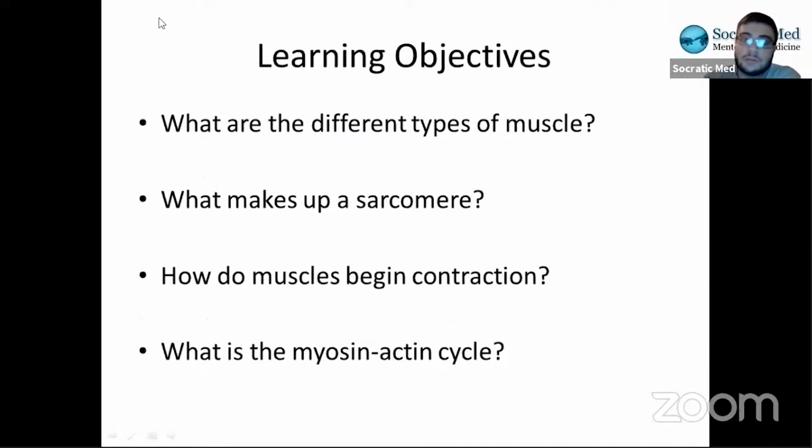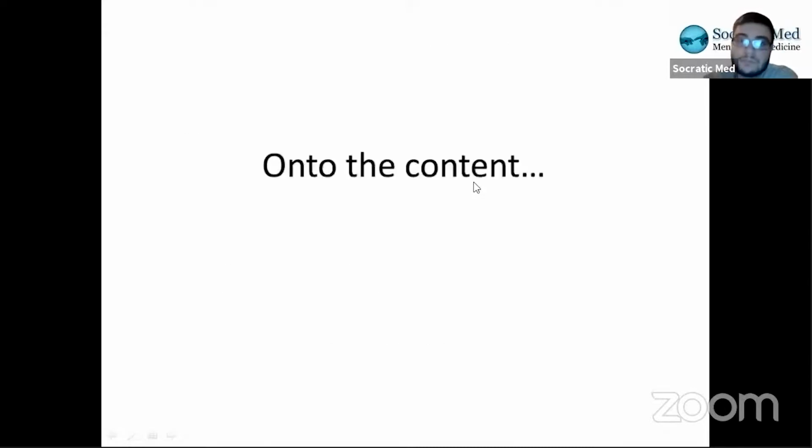So what are the learning objectives for today? So first, what are the different types of muscle? I already covered it a little bit in the beginning, but we'll be going in depth into the different types. What makes up a sarcomere and what is a sarcomere? We'll also be learning how muscles begin contraction, what is the myosin-actin cycle, and we'll also be talking about how muscles terminate contraction. Okay. So let's move on to the content.